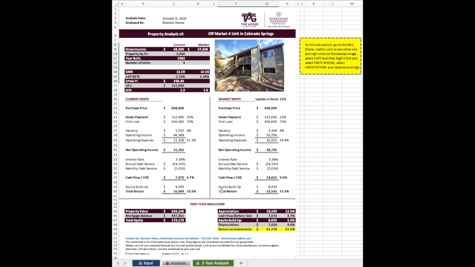Okay, so then we have our equity buildup. That's paying down our loan in the first year, and our total return. So we're looking at a 10.5% total return. So now let's look at our market rent.